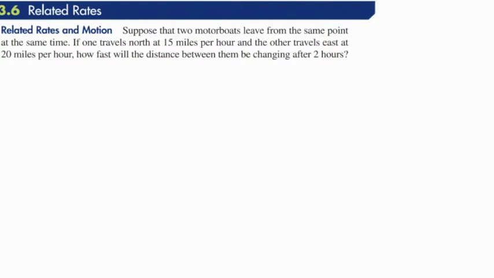So here's a second problem. It's related rates and motion. It says, suppose that two motorboats leave from the same point at the same time. One of them travels north at 15 miles per hour. 15 miles per hour is a rate. The other one travels east at 20 miles per hour. That is a second rate. How fast will the distance between them be changing after 2 hours?